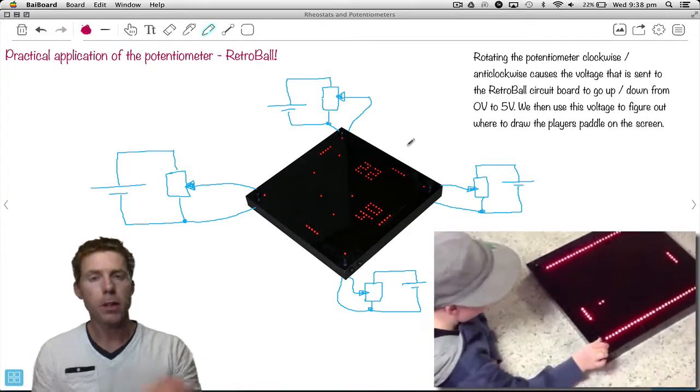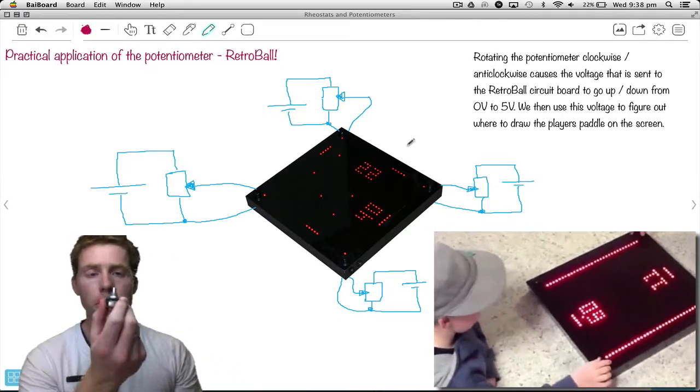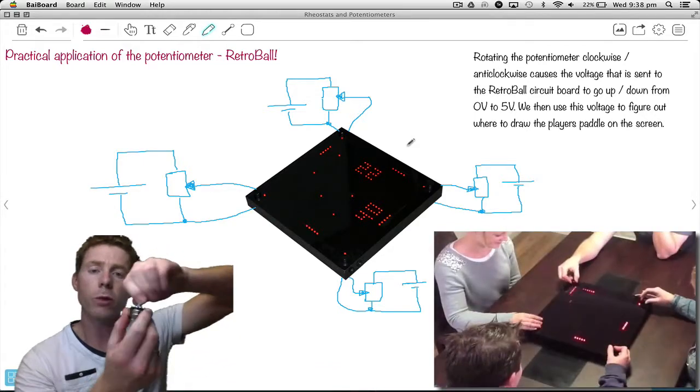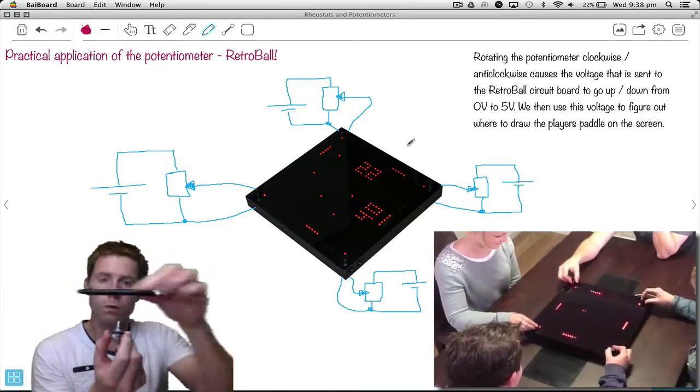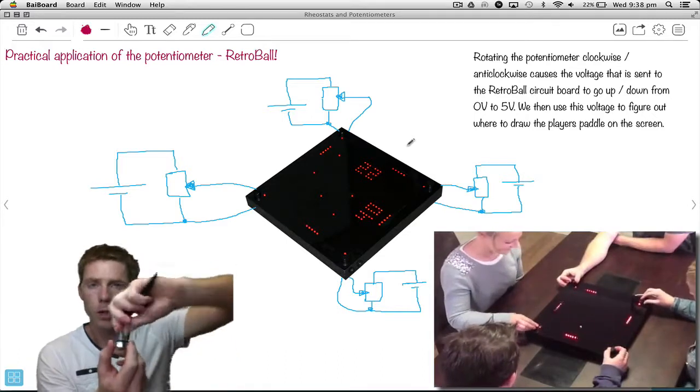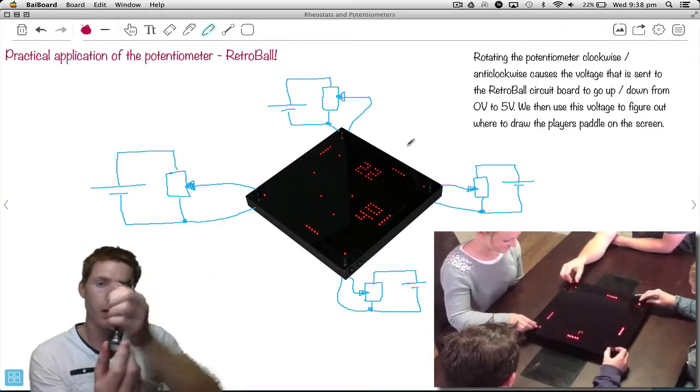The way the game is played is every player has a potentiometer, and they rotate this. As they rotate it, their paddle moves left and right. So you rotate it this way and it moves that way, you rotate it this way and it moves that way.